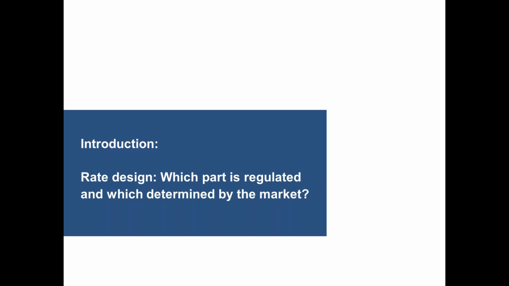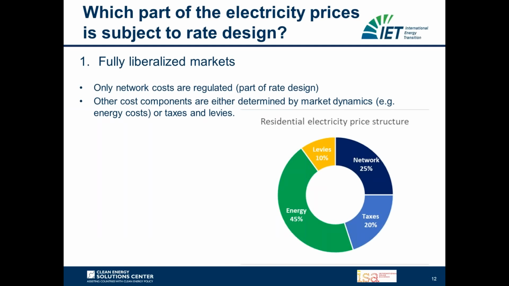Let's first have a look at which part of the market is actually regulated when we talk about rate design. There are two fundamental differences. In fully liberalized electricity markets in the European Union, also in other parts of the world, when we talk about rate design, we're actually only talking about a small fraction of the overall electricity bill, and that is the network cost. You can see this here in this figure: about 25% of the electricity bill in the European Union are network costs. And out of this, about 80% are related to the distribution network.